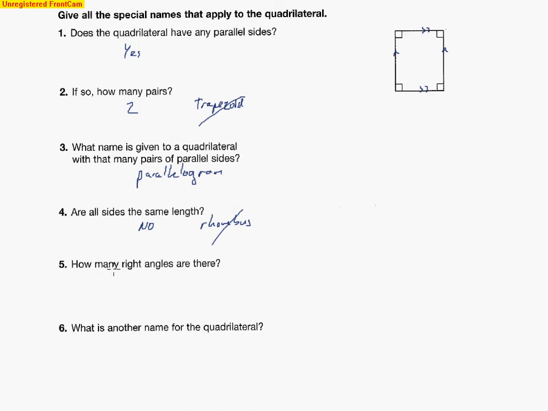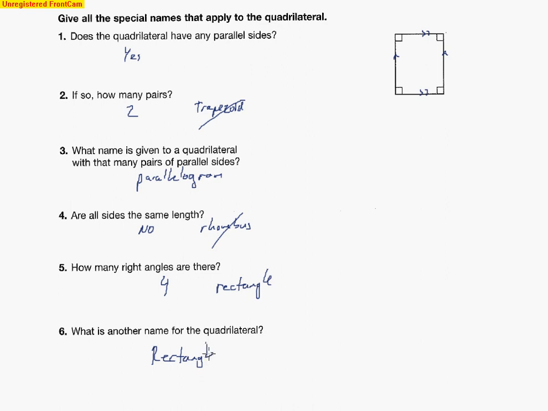So how many right angles are there? Well, there are 4 right angles. And if there are 4 right angles, that means we're dealing with a rectangle. Since we can't have a square here because we don't have a rhombus, the best name for this quadrilateral would be a rectangle. So that's the type of problems that you're going to end up seeing on that skill and concept. Good luck.